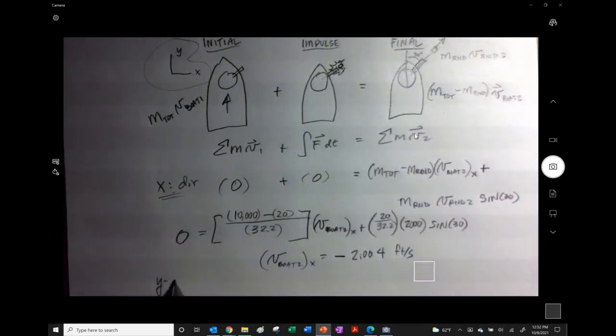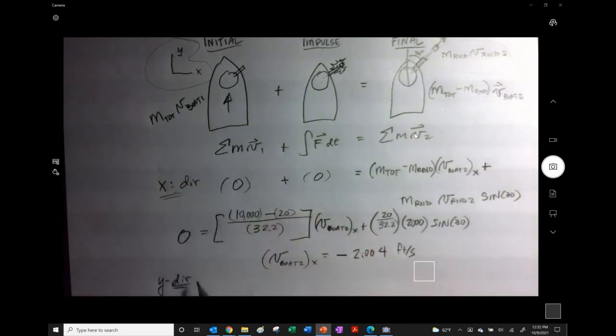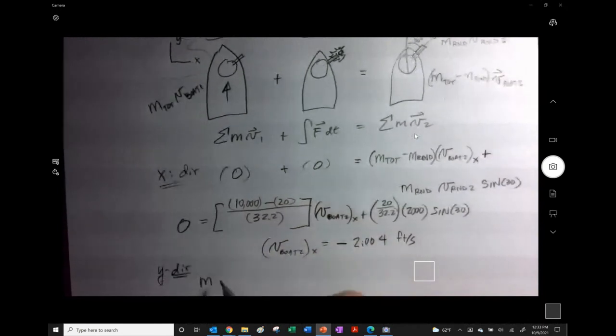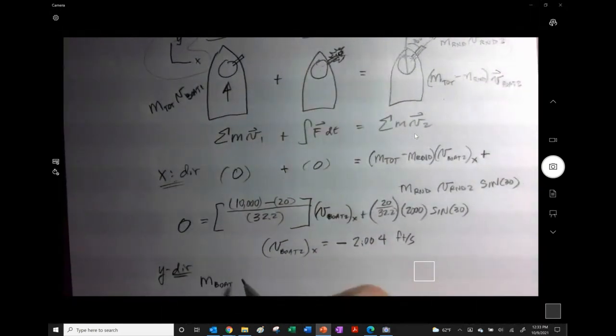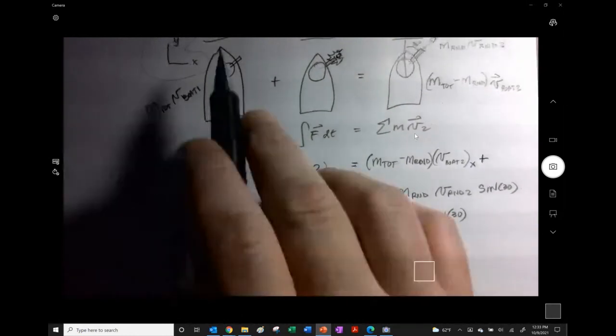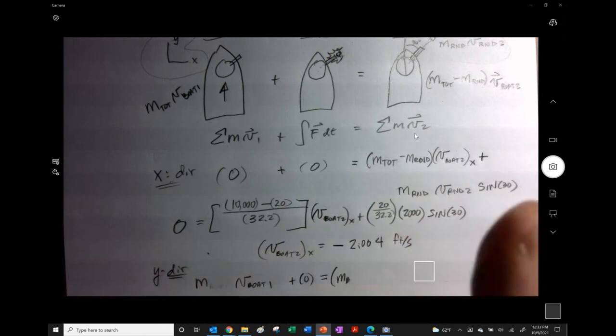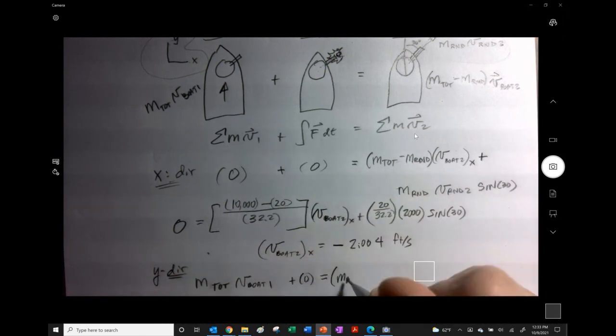And then in the y direction, we're going to say, okay, so we have a positive, the mass of the boat times the velocity of the boat 1, and that's entirely in that y direction. Plus there's no impulse going on here. And then it's going to equal the mass of the boat, or I guess the mass total. Yeah, this is supposed to be mass total right here. I guess that's how I was calling it. This is the mass total minus the mass of the round.